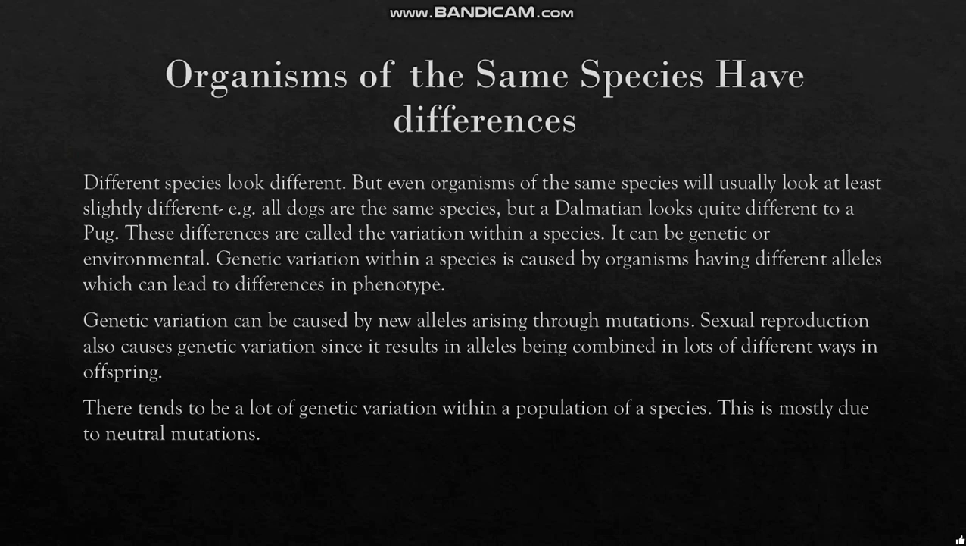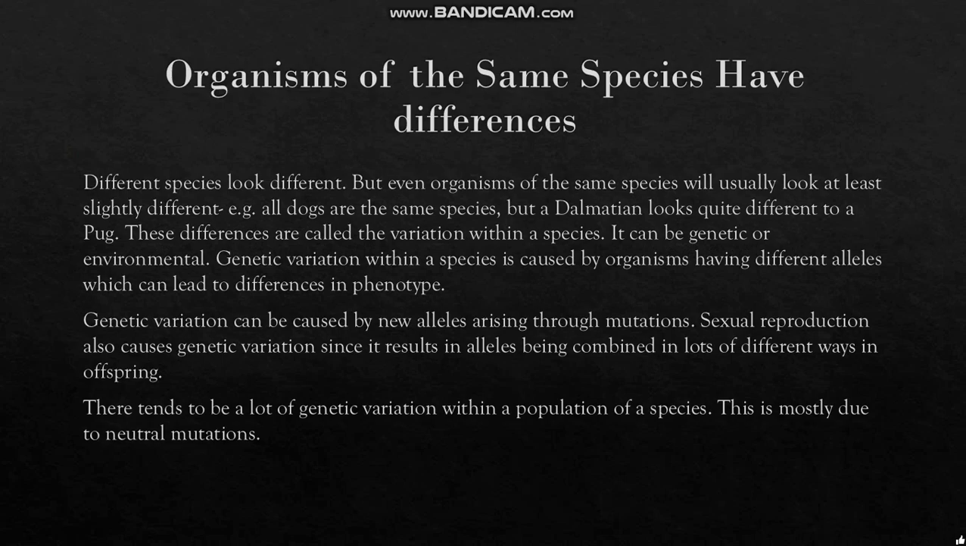Today we are talking about variation. Organisms of the same species have differences. Different species look different, but even organisms of the same species will usually look at least slightly different. For example, all dogs are the same species, but a Dalmatian looks quite different to a pug. These differences are called the variation within a species. It can be genetic or environmental.